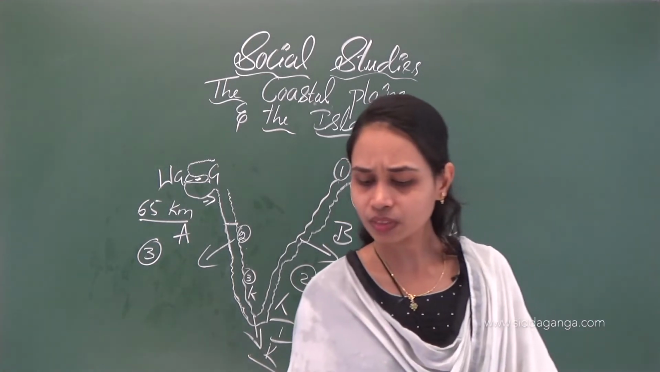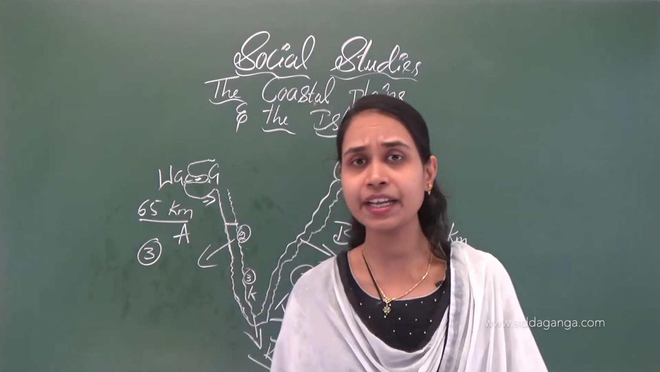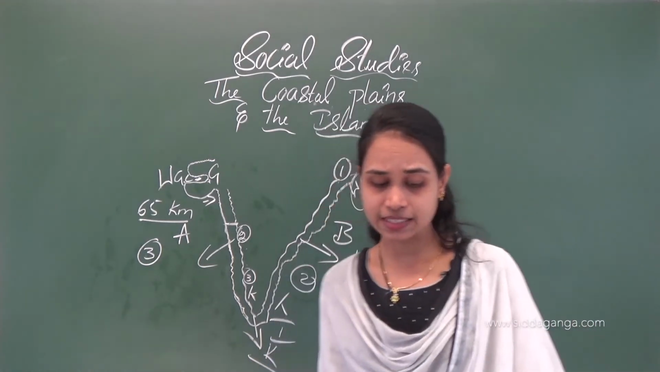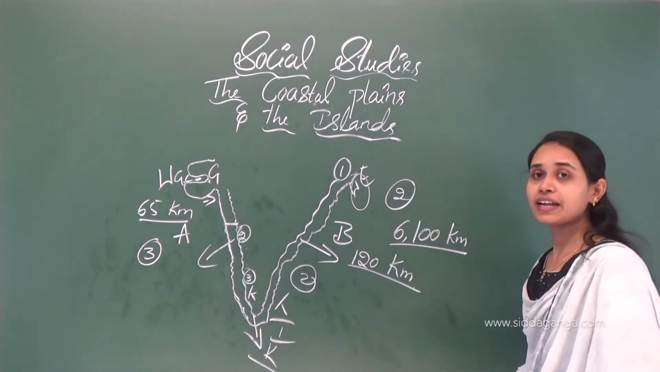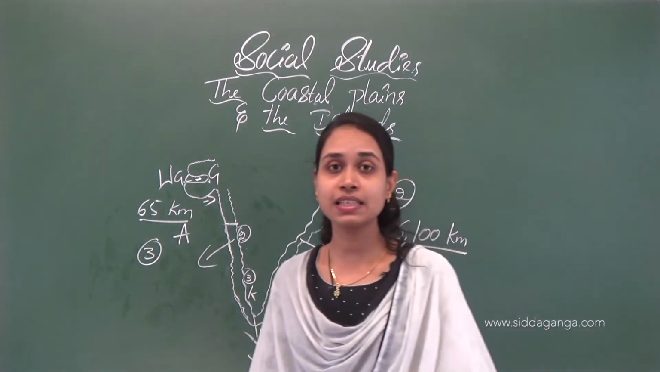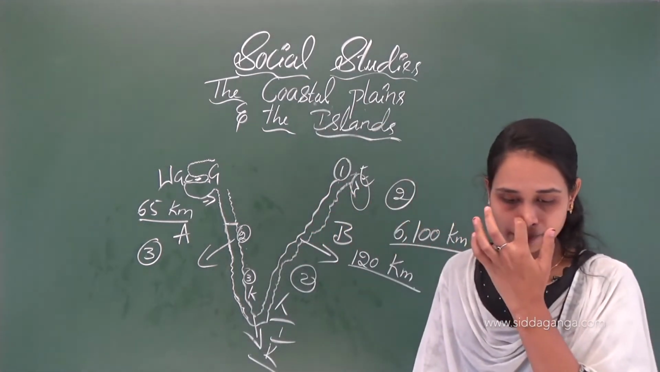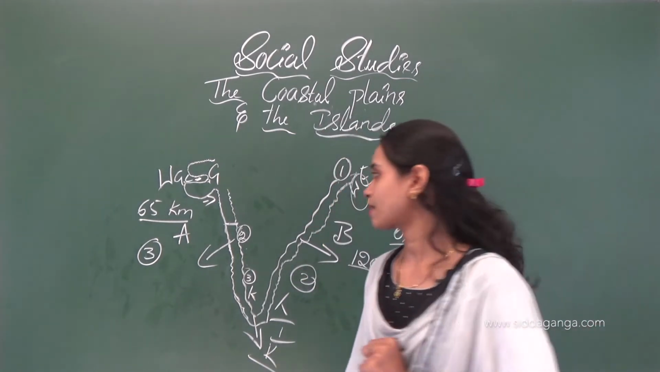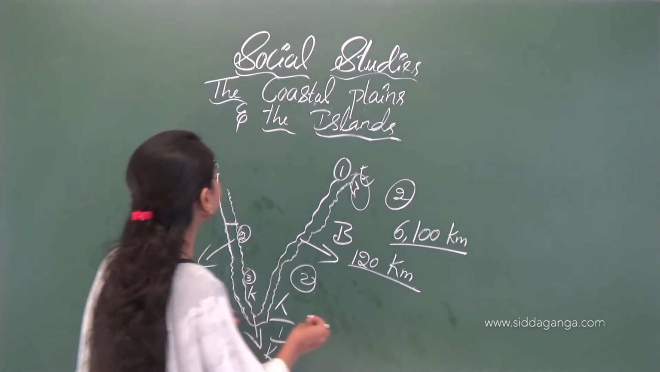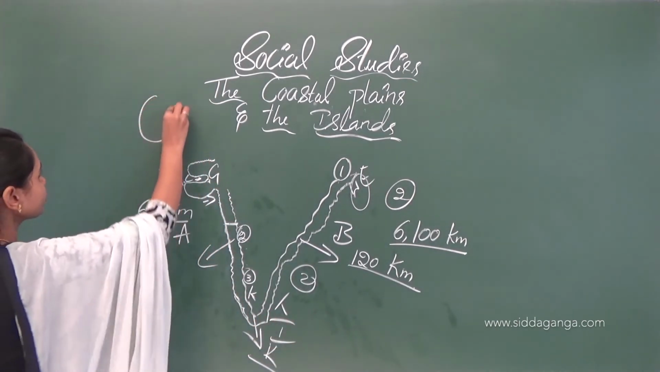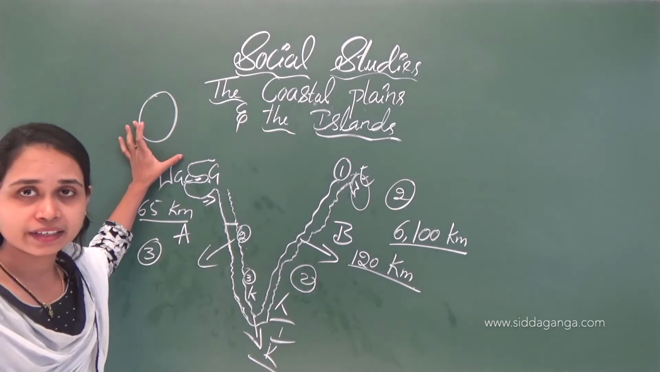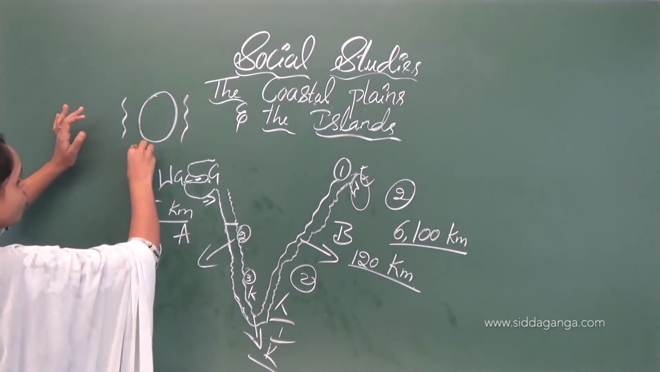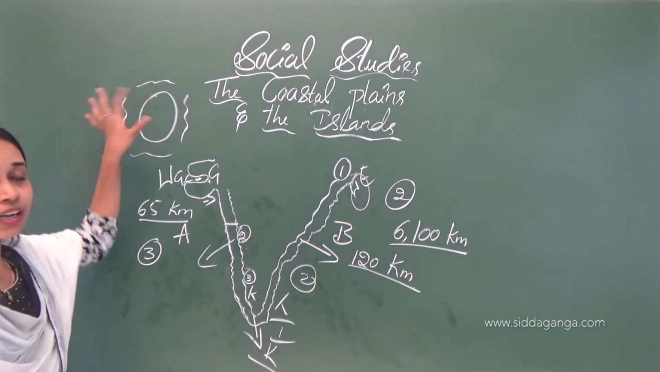Okay. What do you know about the island? Any idea about the island? Yes, India has a large number of islands. We can see it, isn't it? So here, an island is a piece of land surrounded by water on all sides. For example, this is the island. This piece of land surrounded by water on all sides is called an island.